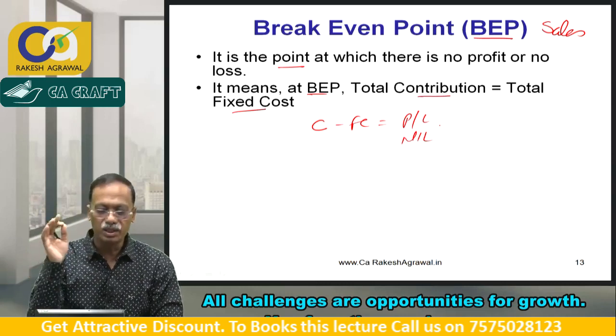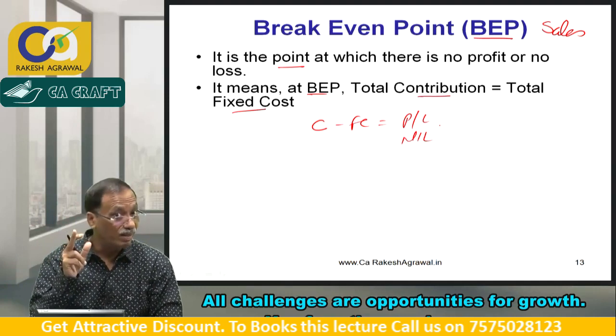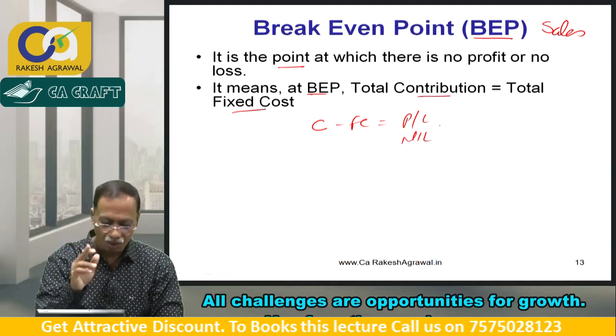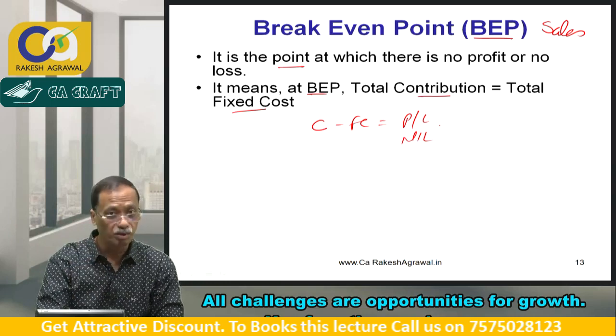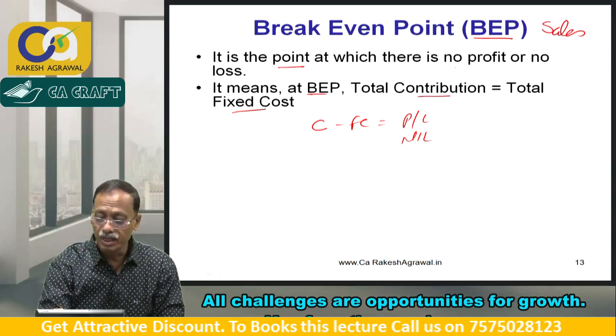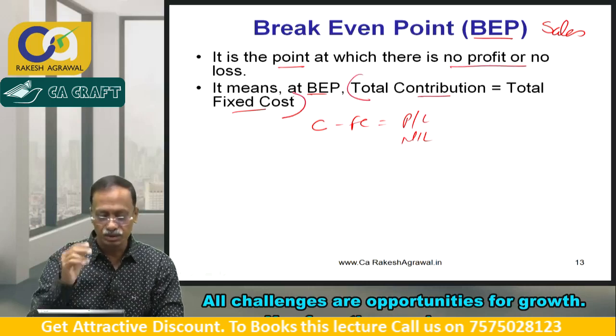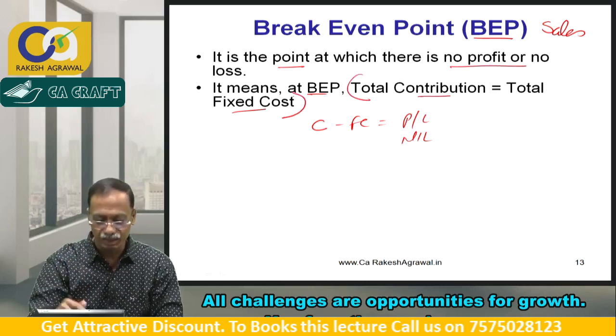So fixed cost and contribution will become equal only when? Only at break-even point, not otherwise. Because at BEP there is no profit, no loss. So saying no profit, no loss and saying total contribution is equal to total fixed cost is one and the same. Both sentences mathematically mean one and the same.